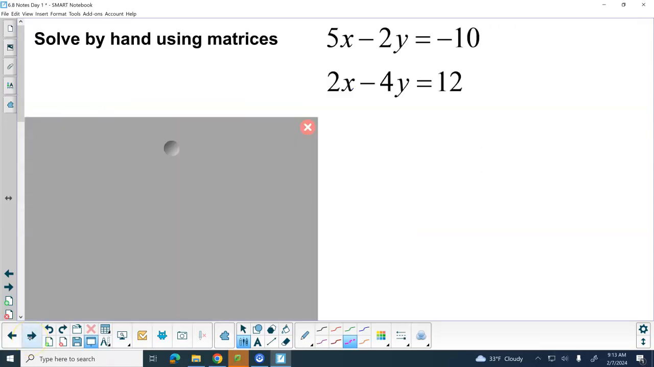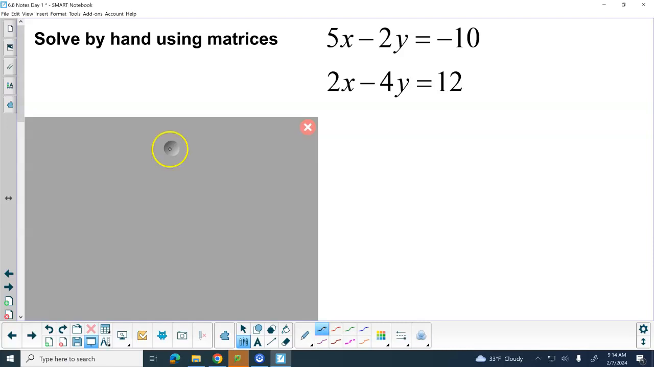All right. So we want to solve this system of equations by hand using matrices. The first thing that I would recommend you do is write down this system of equations. For today, behind the screen on the left side of the board are the steps. I think there's 5 steps to solving by using matrices. And on the right side is where I will do all of the work. So our system of equations is 5x minus 2y equals negative 10, 2x minus 4y equals 12.